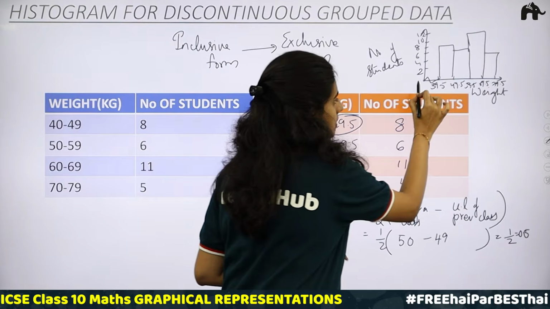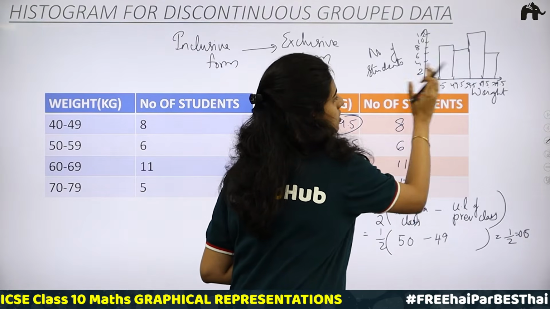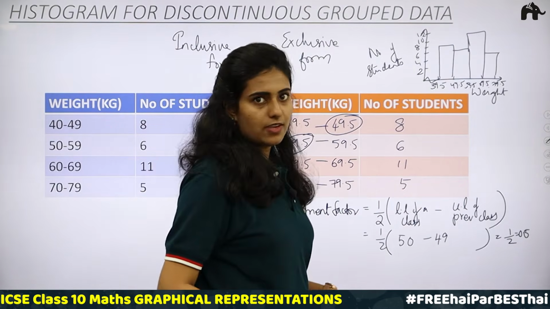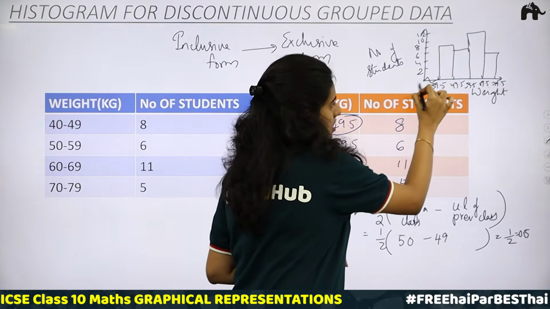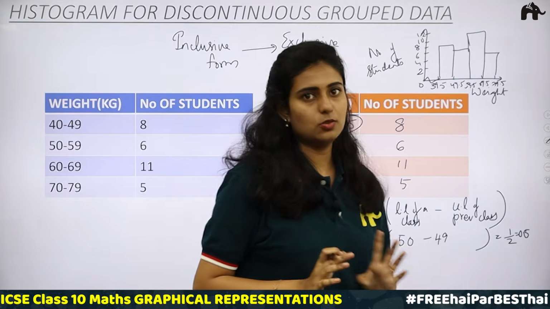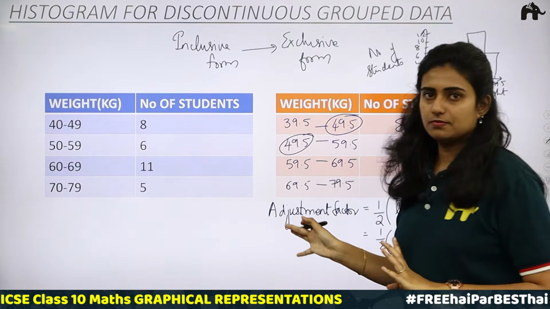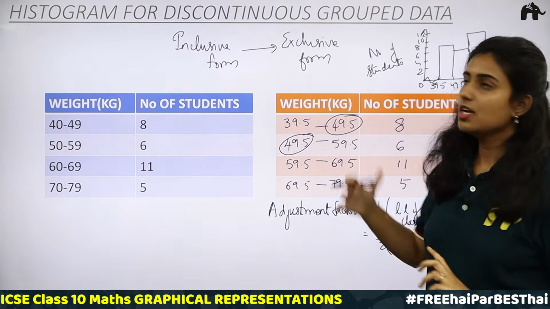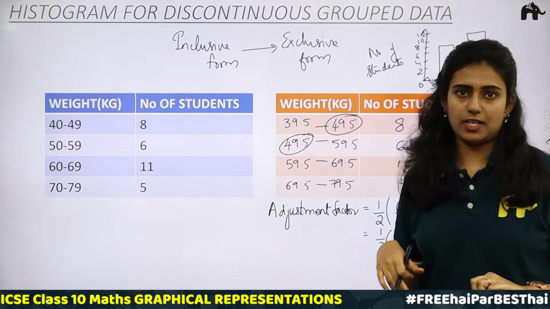You should remember to put this mark because any values less than 39.5 will not be included. So from 0 to 39.5 is not included, and that is represented using this mark. Clear? This is how you can draw histograms for discontinuous group data.